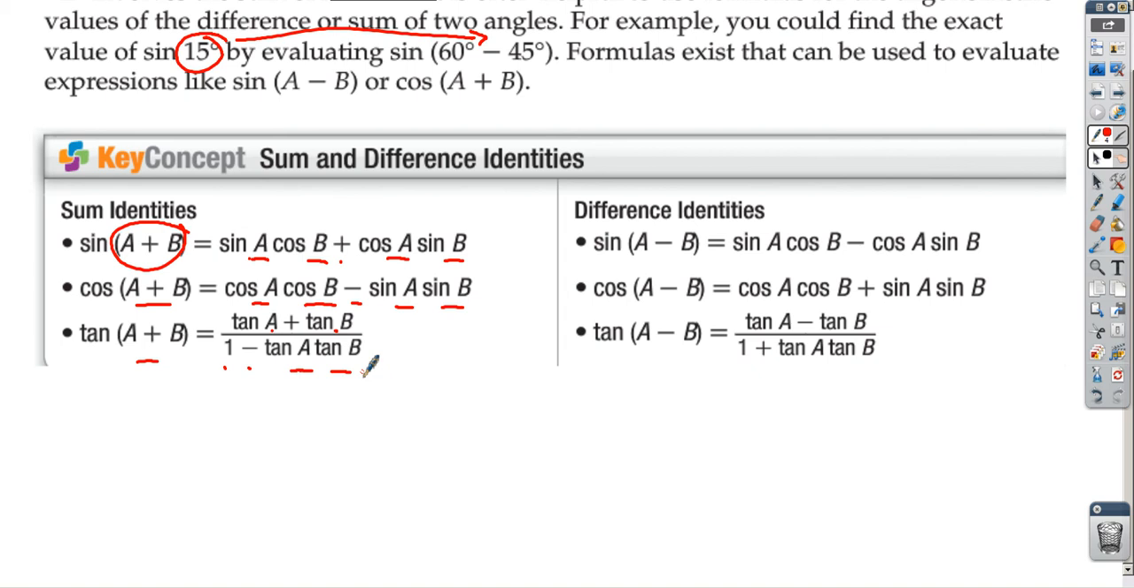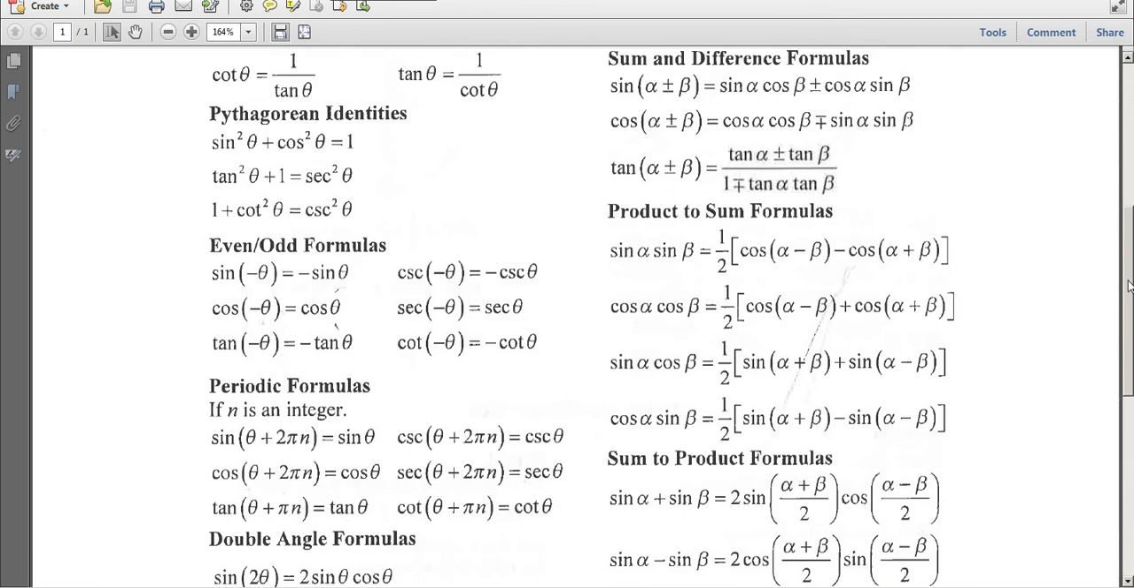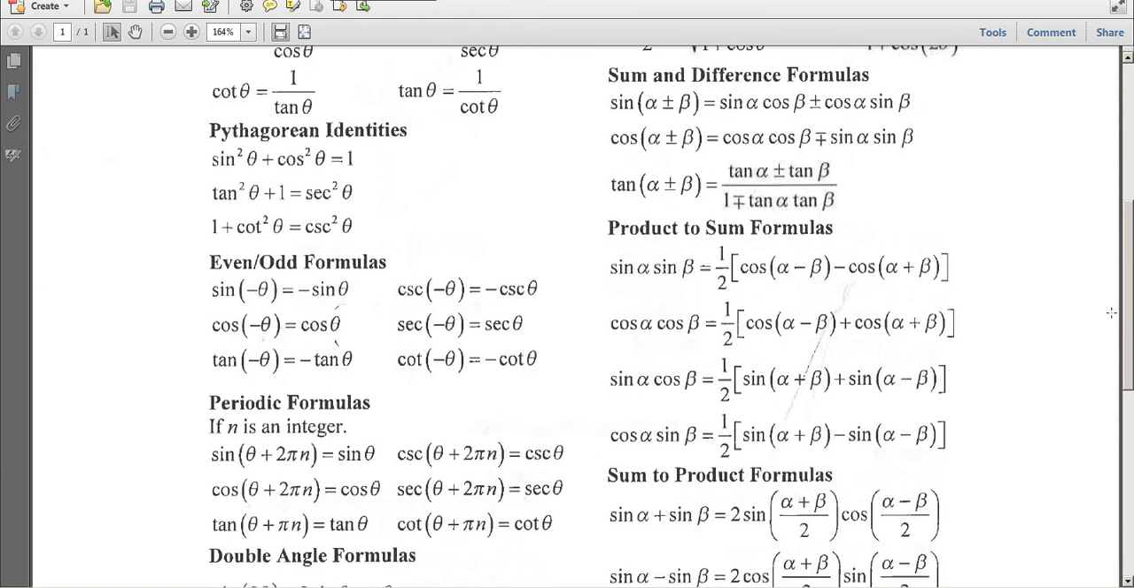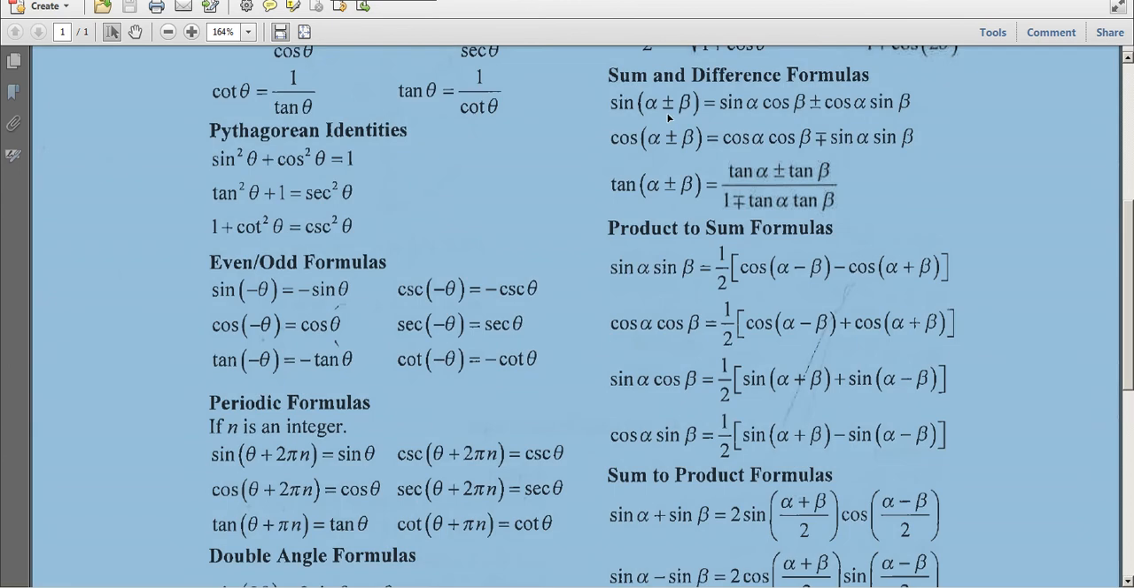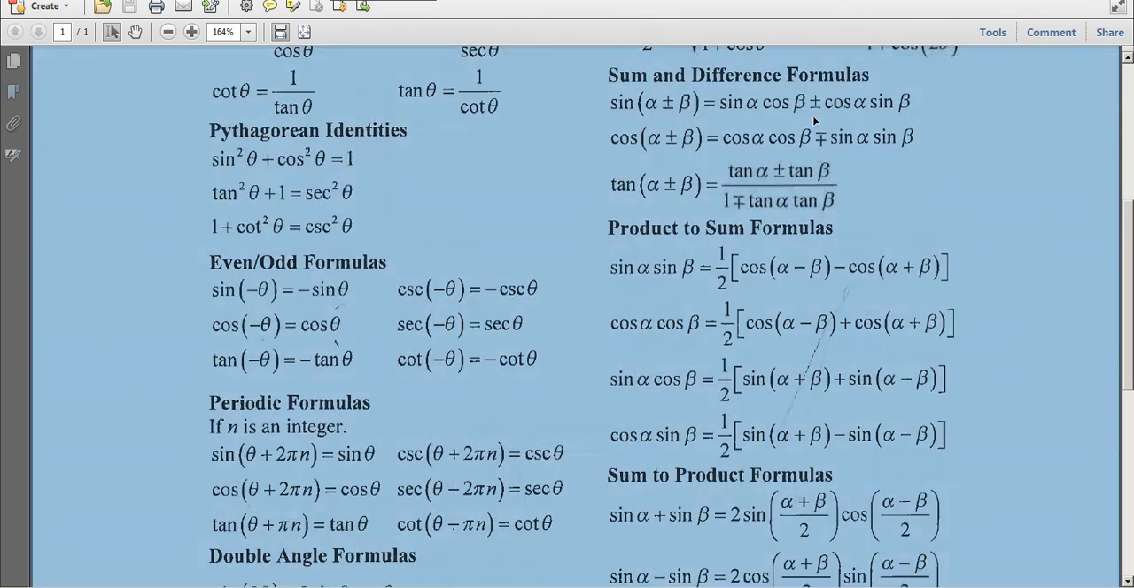The difference identities are on the right side, and these are very similar. We'll refer back to these, and they're also on our trig identity sheet. Where are those? Those are right here, sum and difference, and here they're using alpha and beta in the top right corner instead of A and B, but they mean the same thing. By the way, this plus or minus right here, where it says sine plus or minus, the plus refers to the top thing, the minus refers to the bottom thing.